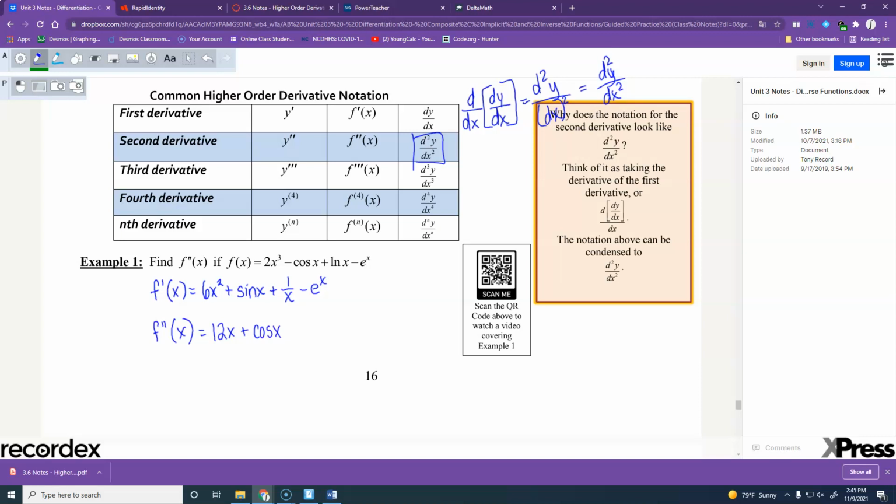I love this problem because it makes you remember how to take the derivative of all of these basic types of problems in one. Derivative of sine is positive cosine. Now natural log: remember, 1 over x is x to the negative 1 power, so it's going to be negative x to the negative 2 power. And the derivative of e to the x is still e to the x.